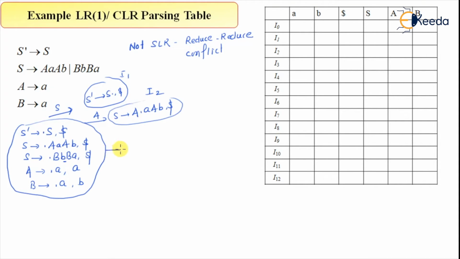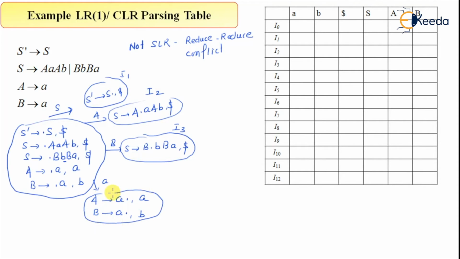On input B, we'll have S derives b dot bBa followed by dollar, and this I call I3. On input a, now this was the problematic state: A derives a dot followed by a, and B derives a dot, but in this case followed by b. So this is your state I4.